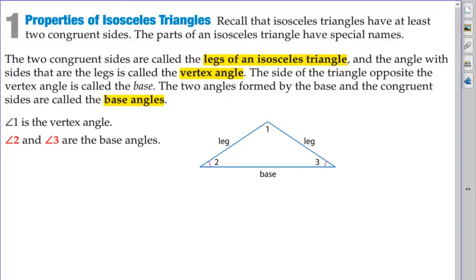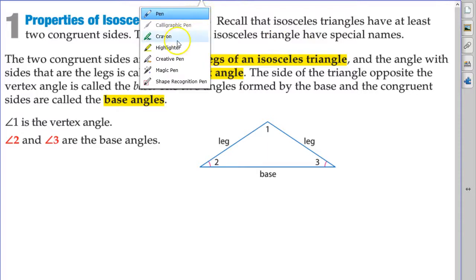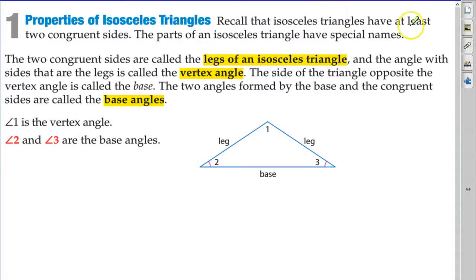So first of all, we have to go back over to isosceles triangles. We already talked about this earlier on in the chapter. The two congruent sides of an isosceles triangle are called the legs. And remember, isosceles triangles have at least two congruent sides. It's a little different from maybe what you learned in the past, but isosceles triangles have at least two congruent sides. And the side that's not congruent for an isosceles triangle is called the base.